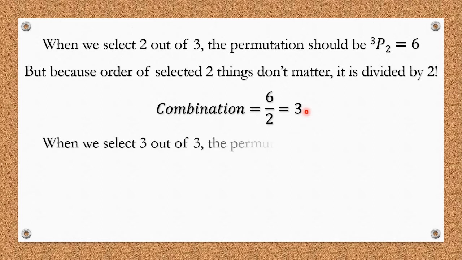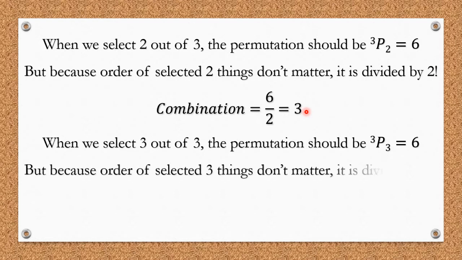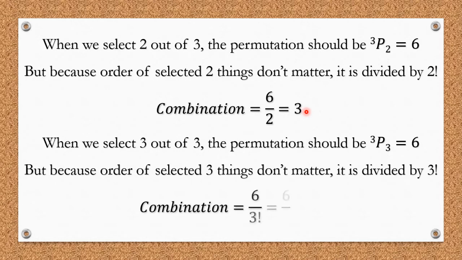When we select 3 out of 3, the permutation should be 3P3, which is 6. But because the order of the selected 3 things does not matter, it is divided by 3 factorial. So the combination here is 6 upon 3 factorial, which is 6 upon 6, that is 1.